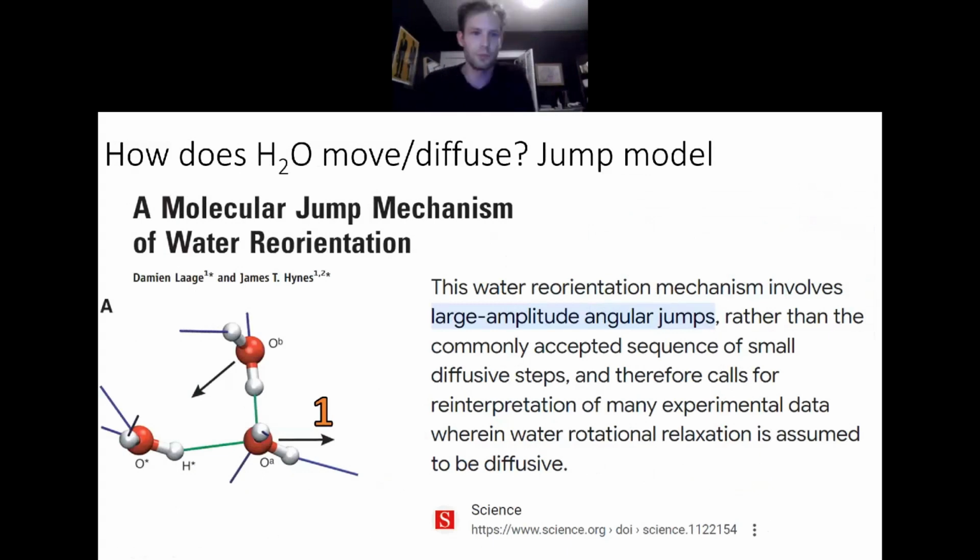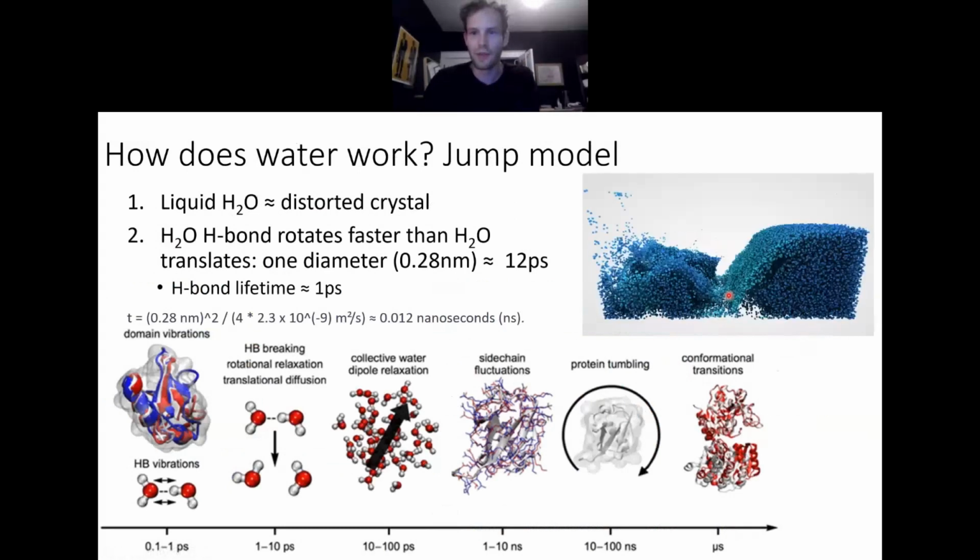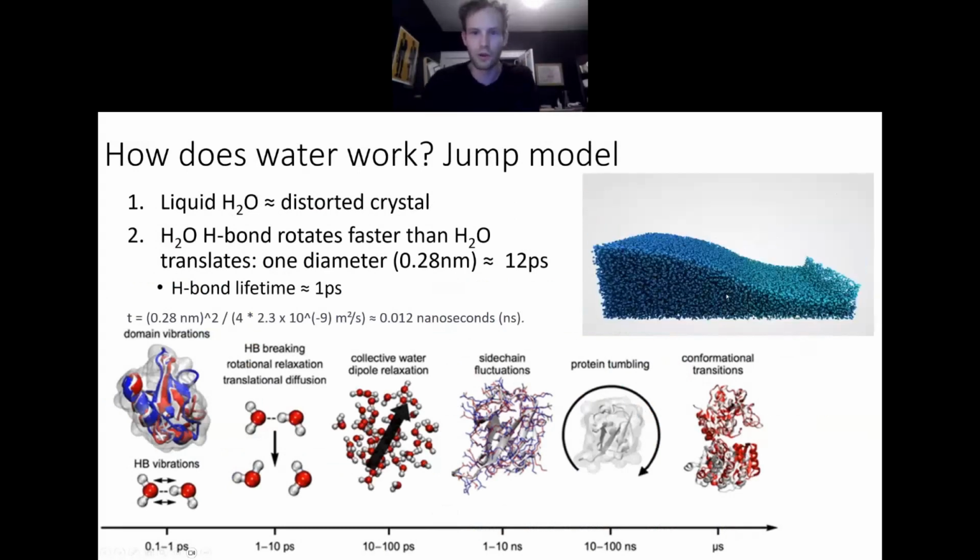And this group in France published this 2006 Science paper titled A Molecular Jump Mechanism of Water Reorientation. And what they're saying is this water reorientation mechanism involves large amplitude angular jumps rather than the commonly accepted sequence of small diffusive steps, and therefore calls for a reinterpretation of many experimental data wherein water rotational relaxation is assumed to be diffusive. So what they're saying, as opposed to things moving all around each other very quickly and evenly, is that water will just have these large amplitude jumps instead.